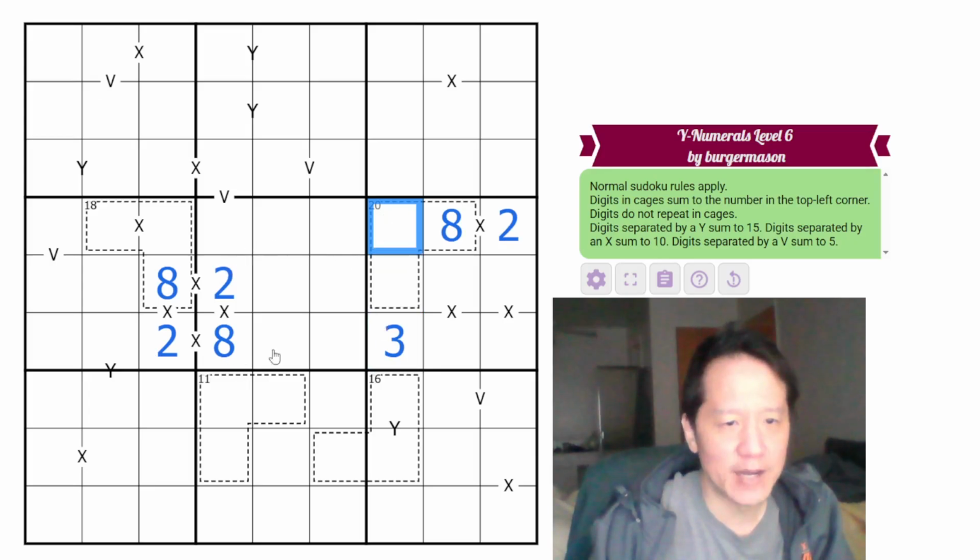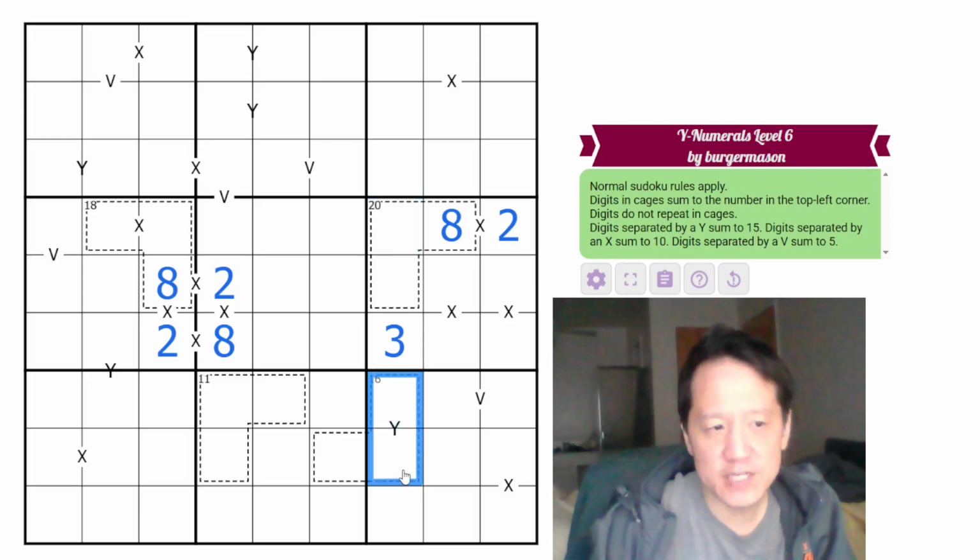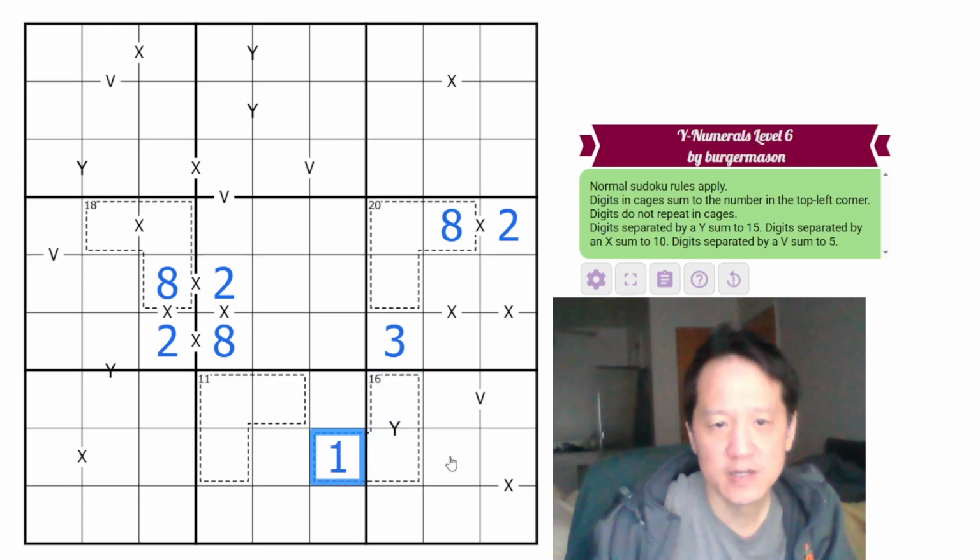So lots of math here. These two digits add up to 15. Well, what is 16 minus 15? It's 1. So the remaining digit in this cage must be a 1.